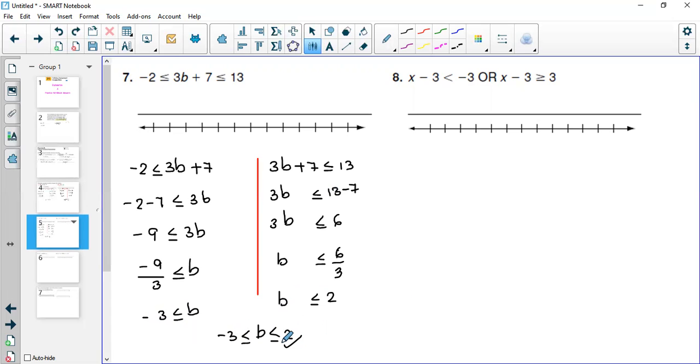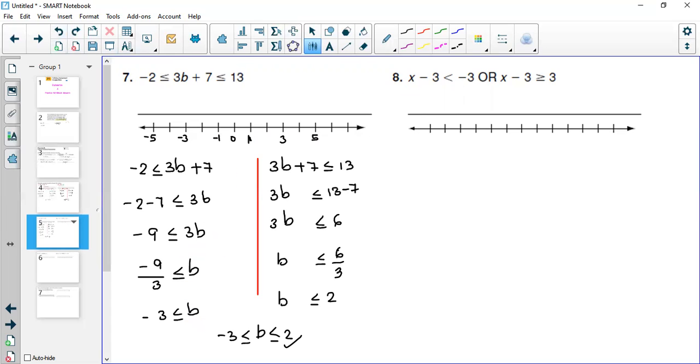-3 is definitely less than 2, which means this inequality is right. So let's graph the inequality now. Let's start this from -5: -4, -3, -2, -1, 0, 1, and then we have... oh no, this is going to be 2, then 3, then 5, and so on.